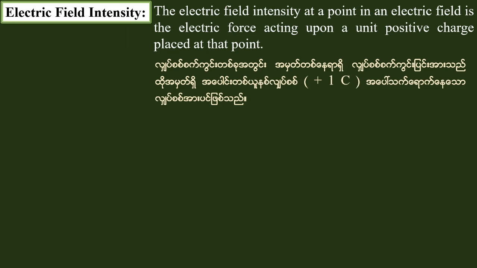Unit positive charge means plus one coulomb. Sometimes this test charge is called a source charge or a test charge. Here we have a positive charge, and we place a one coulomb charge near it.